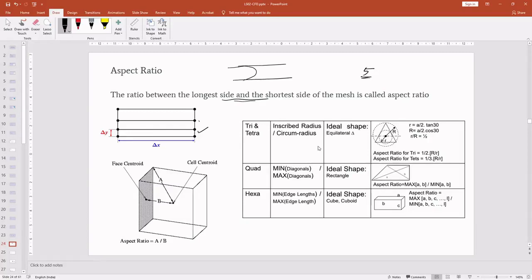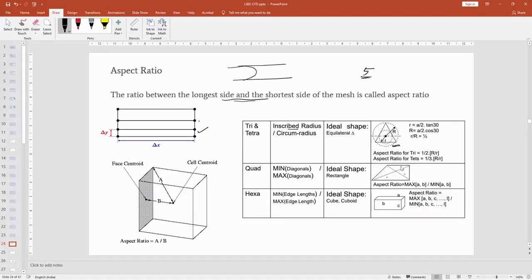different types of elements. So there are triangular elements, tetrahedral elements. When it becomes three-dimensional tetrahedral elements, for triangular elements and such, we will be taking the aspect ratio in this manner. So it's a ratio of inscribed radius by circumradius. So in this criteria, we will be considering for triangular elements.